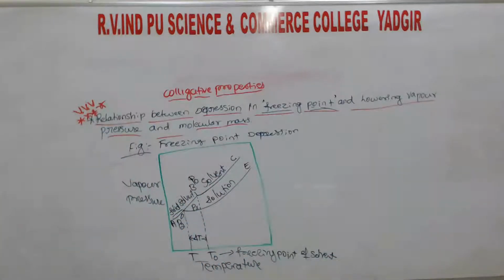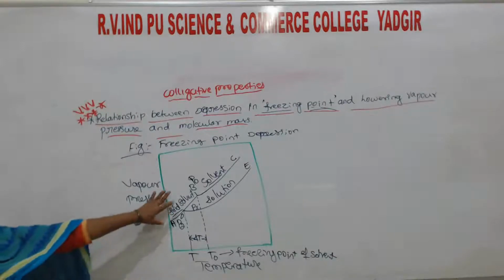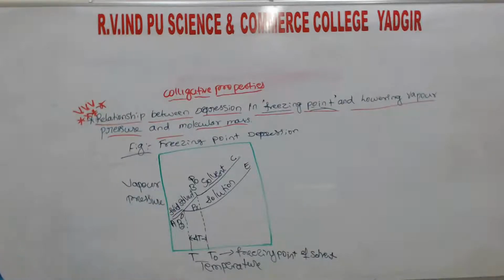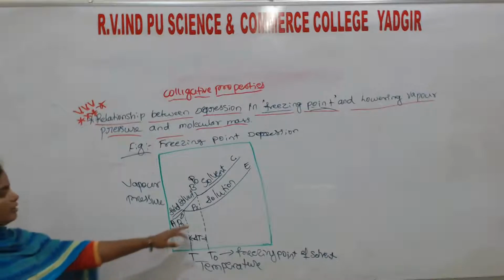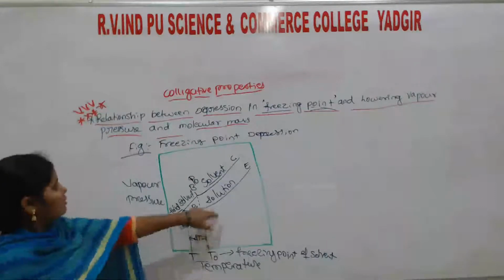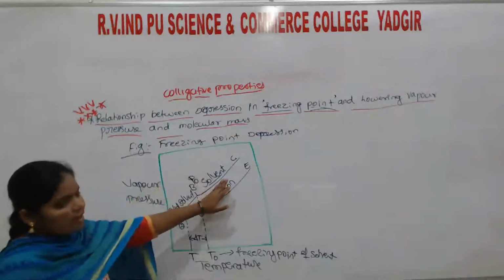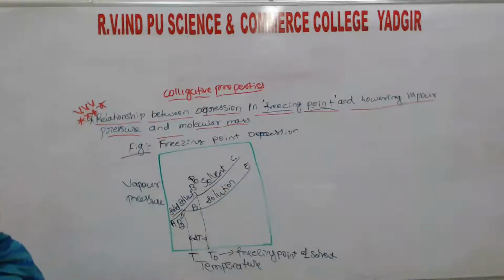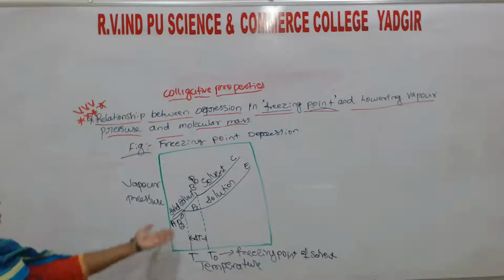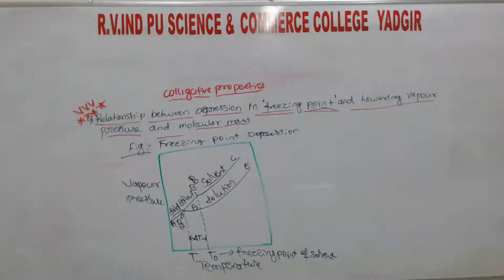Here, the vapor pressure curves: one is solid and another is liquid, and the other curve below the solvent curve is the solution. You see this diagram and explain the curves. So two solvent curves, one solid and another liquid, and the third curve is the solution curve.